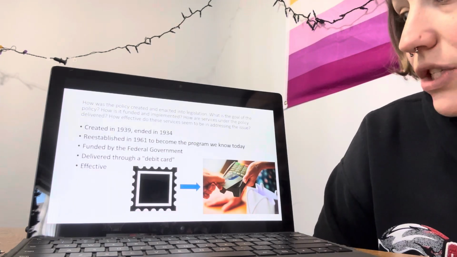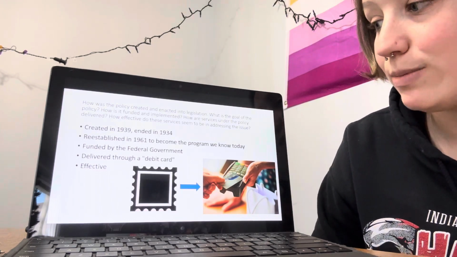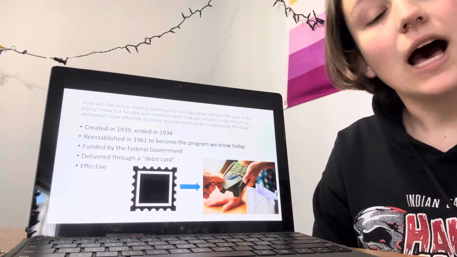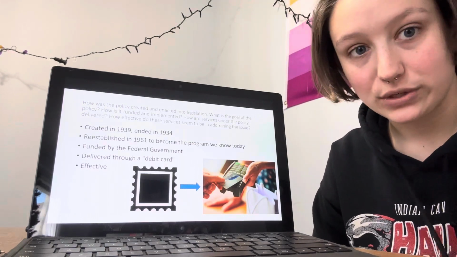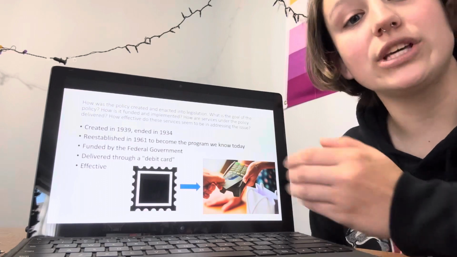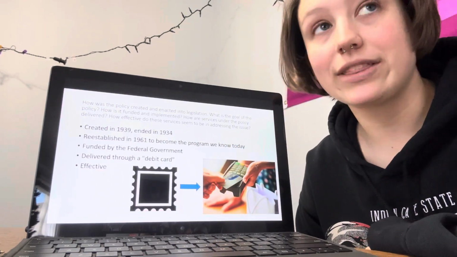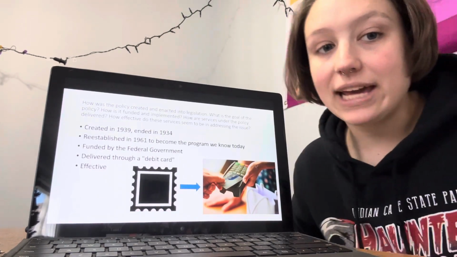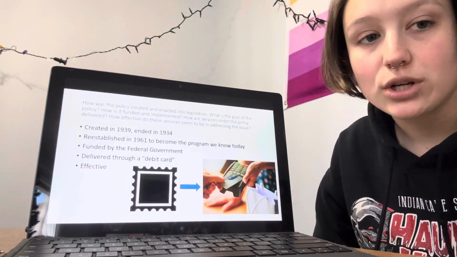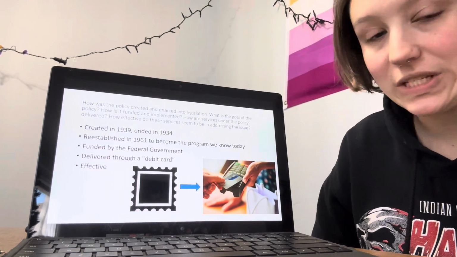And how are services under the policy delivered? How effective do these services seem to be addressing the issue? So back in 1939, when this was first implemented, people actually received stamps. There were 2 different colors, and depending on the color, that showed you which foods you could and could not buy. So if something was in surplus, you would be able to purchase more of that with these stamps.